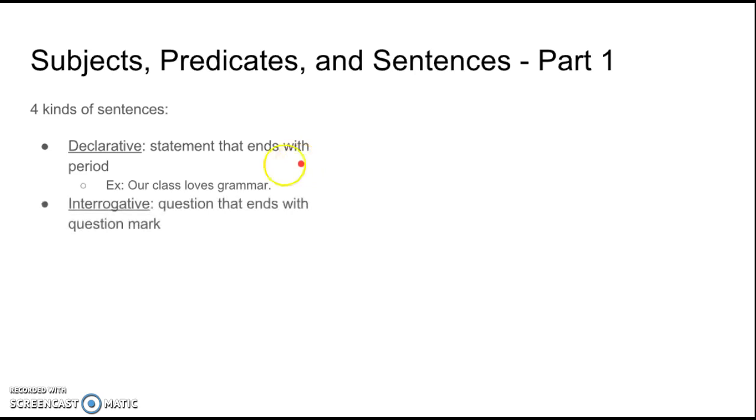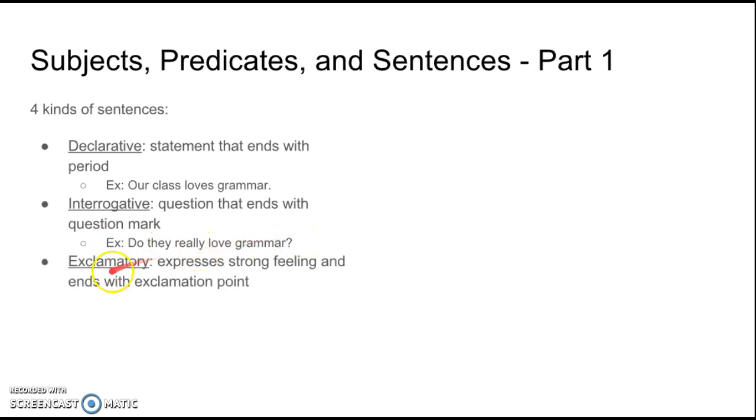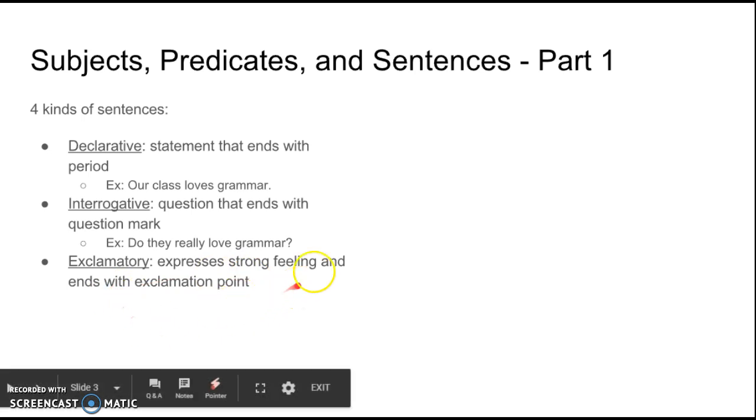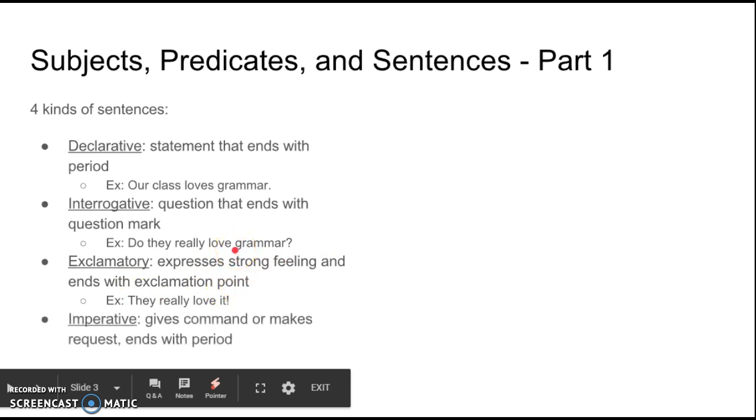That's a question. So obviously it ends with a question mark. For example, do they really love grammar? Really? And the third kind, exclamatory. That expresses a strong feeling and ends with an exclamation point. For example, yes, they really love it. Grammar, that is. And lastly, the fourth kind is imperative.